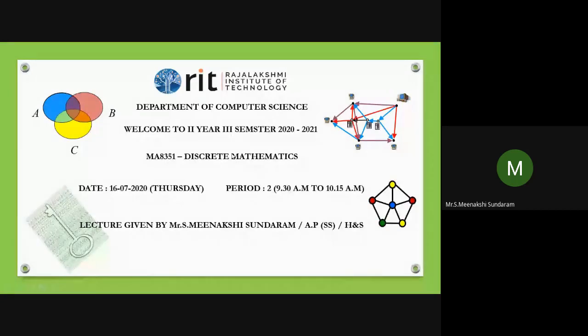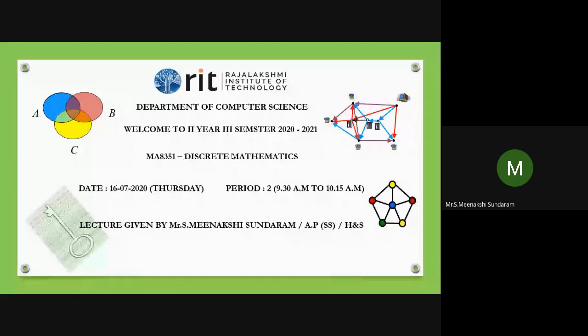So first we are going to see mathematics, discrete mathematics. I think in the 2013 regulation, it was conducted in the third year, fifth semester only. Now in the 2017 regulation, it is a third semester paper, second year. So first you should know the subject code, MA 8351, Discrete Mathematics.